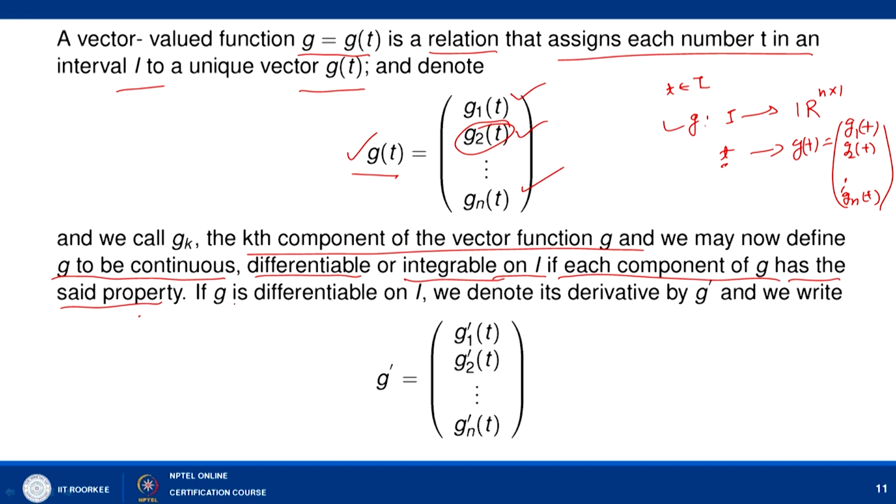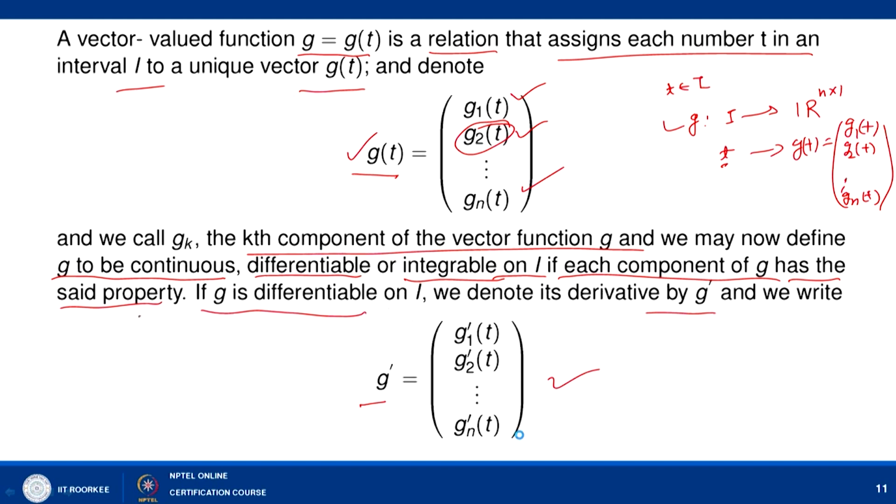Now if g is differentiable, we can denote the derivative of g by g dash, and it is given as g1 dash t, g2 dash t and gn dash t. So the properties continuity, differentiability and integrability are given in terms of components, and we can find the derivative of the vector valued function g in terms of its components: g dash equal to (g1 dash t, g2 dash t, up to gn dash t).